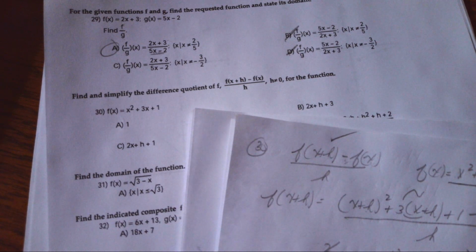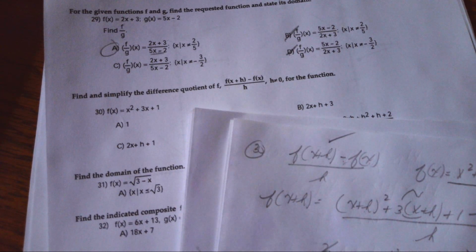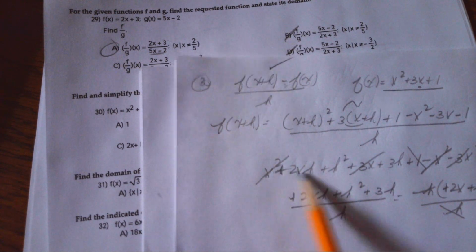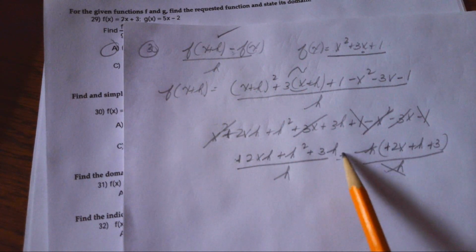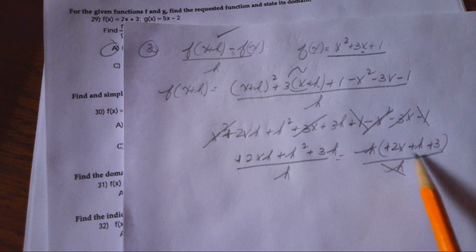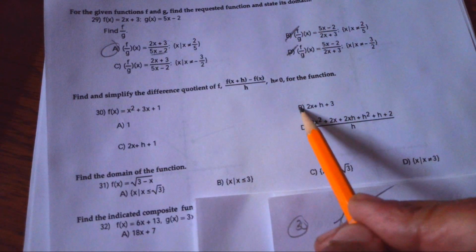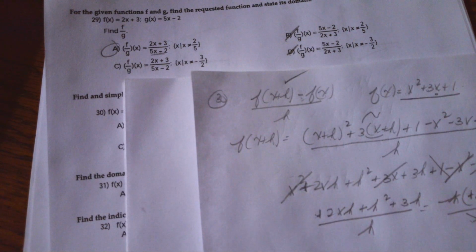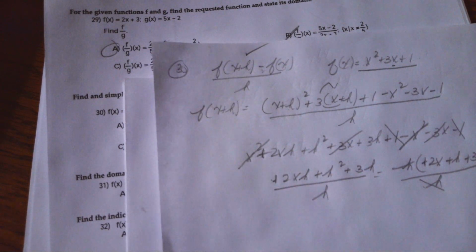Oh, this is a positive. Thank you, Mr. Gomes. That's a positive, and that's a positive. Okay. Can you read my own writing here? Alright. This was a positive 2xh. This is a positive. That's a positive. Alright, so factoring now the h out. 2x plus h plus 3. 2x plus h plus 3. Can you read my own writing here? Alright, this was a positive, not a negative. Alright.